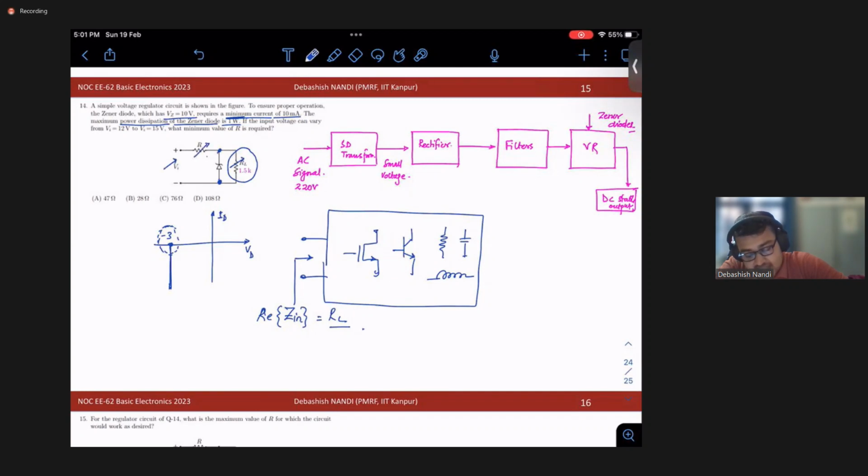Suppose your appliance is working on 220 volt AC only. Or suppose, not 220 volt, suppose 12 volt DC only, then it will preserve the state that it should work across 12 volt DC. Across the Zener diode you will have that 12 volt DC. So whatever load you apply, your voltage will be stabilized to that point, right?